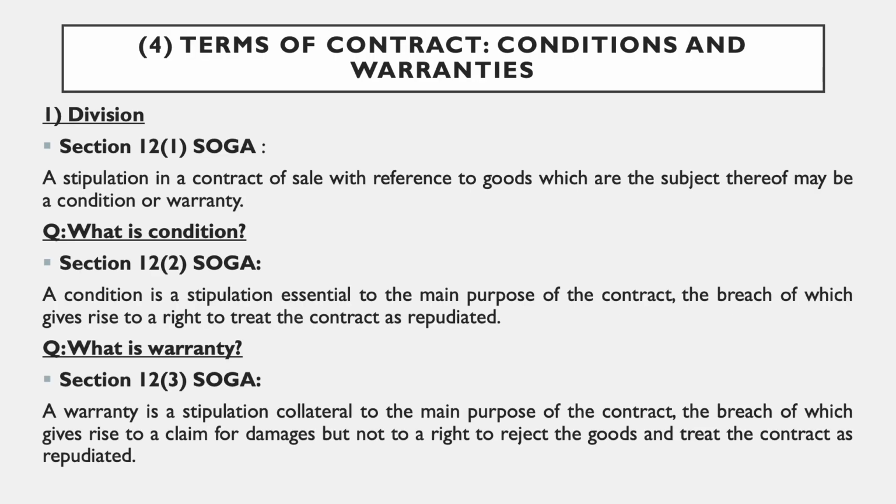Okay, so we've discussed the definition of goods, sale of goods, and price. Now let us discuss terms of contract. Once we enter into a contract of sale, there will be basic terms of the contract. The terms might be expressly or impliedly stated in the contract. And the purpose of the terms is to protect the rights of parties, especially the buyer. Terms of a contract can be divided into two. It can be either a condition or a warranty. This is stated in Section 12, Subsection 1 of the Act. Both condition and warranty can be either express or implied.